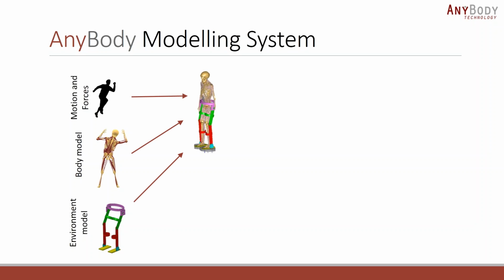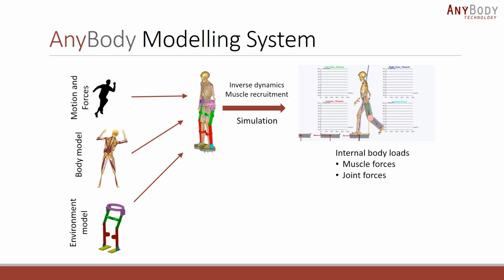You combine all three of these into a single full human body model or human-environment model, and this is what we call the man-machine model. You then run an inverse dynamic simulation, which uses certain optimization routines to estimate how muscles are recruited during the movement. This simulation then gives you the results. Sorry, that video suddenly seems to fail. But this would essentially give you the internal body loads, which are the muscle forces and the joint reaction forces.